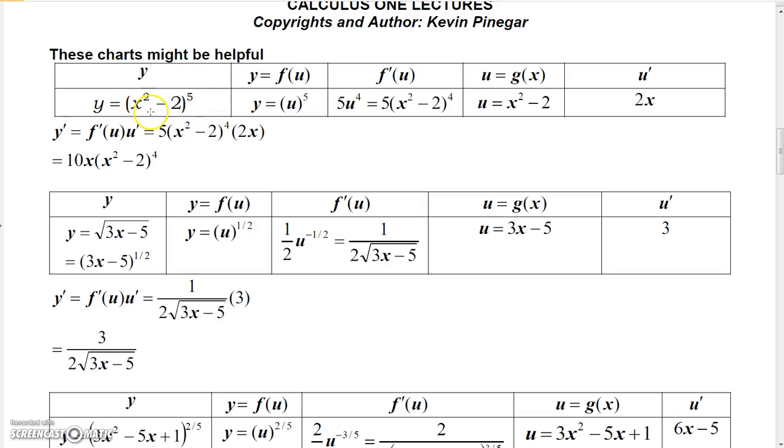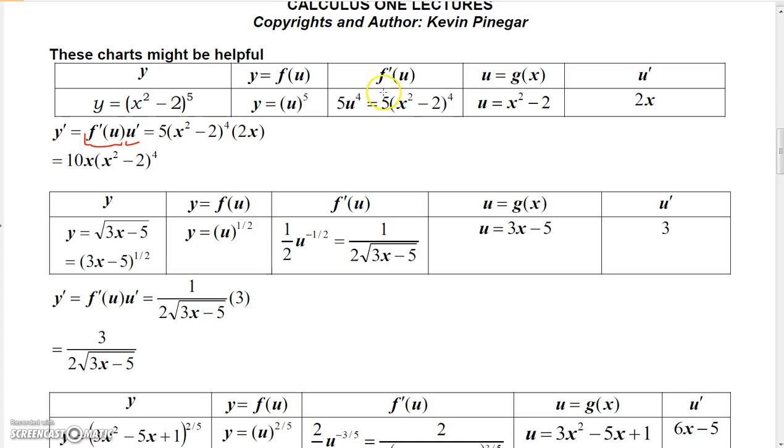Now, there were a lot of moving parts there, but it's really not as difficult as it sounds. So you could look at it this way. This function, x squared minus 2 to the fifth, is actually equal to f of u, where you have u to the fifth. Well, the derivative of this with respect to u would be 5u to the fourth, or 5 times x squared minus 2 to the fourth. And then u is the other function, g of x. So u is x squared minus 2, and u prime is 2x. So basically what you're doing is you're going to take the derivative of f and then multiply it by u prime.